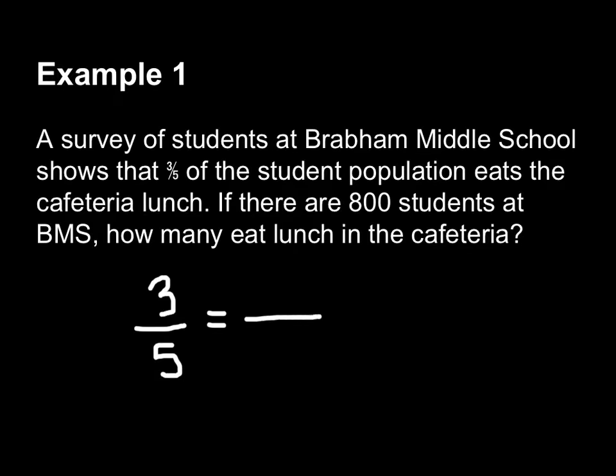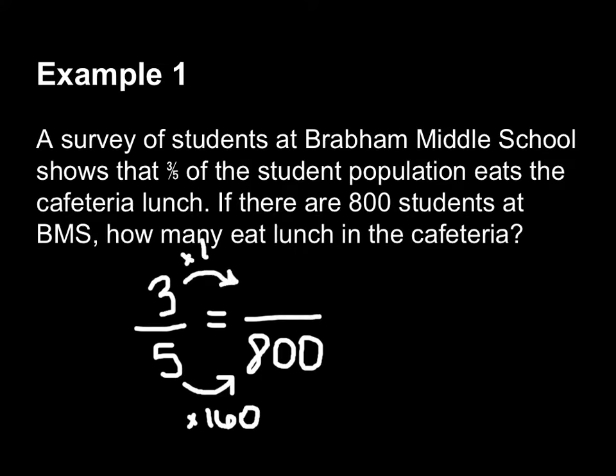If we have 800 total students, 800 is going to go in our denominator on the bottom because 3 out of 5 was our total students. Now we need to find what we can multiply by to get from 5 to 800. As we move from 5 to 800, we can multiply by 160. And if we multiply by 160 in the denominator, we need to multiply by 160 in the numerator. Remember, proportions are just two equivalent fractions.